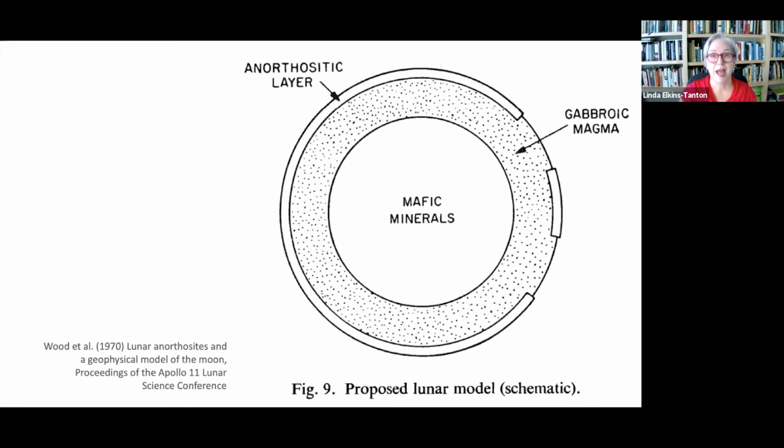So the moon had to have been molten, and it had to have had a magma ocean. And so this is their picture of their model schematic of this sort of annulus, or really a spherical shell of magma, out of which floated this anorthositic layer.